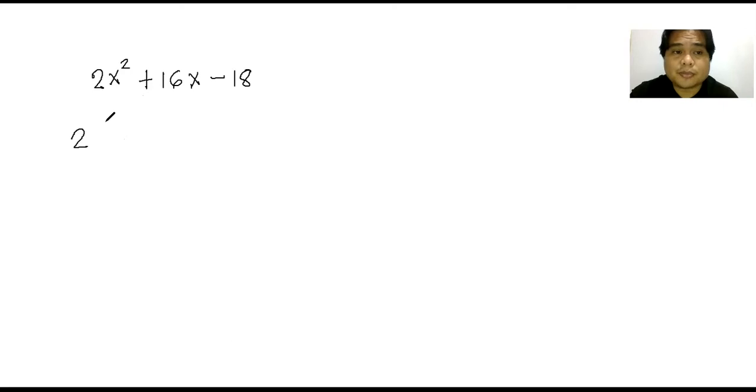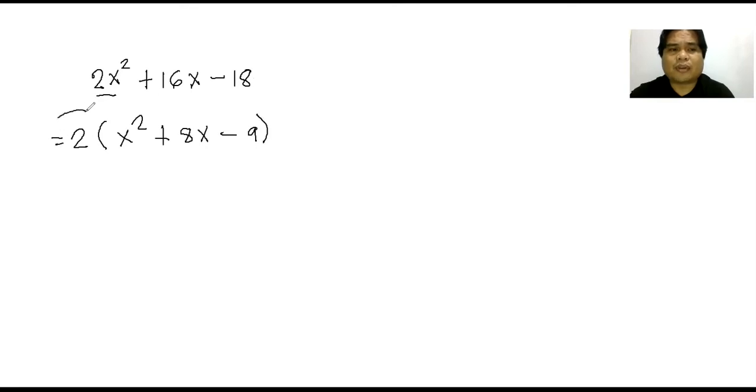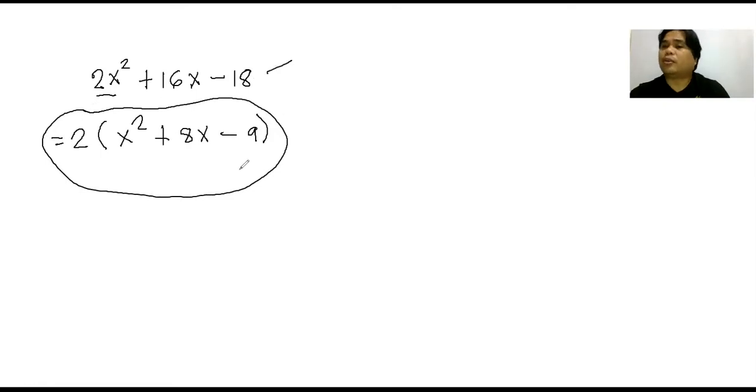And then after that, you just place a parenthesis. From the first term, you have 2x squared. You took out 2. All you have left is x squared. Plus, how about 16? 16, when you took out 2, all you have left is 8x. Minus, how about 18? 18, take out 2 from it, you get 9 left. So basically, what we have arrived at is the factored form of this polynomial.